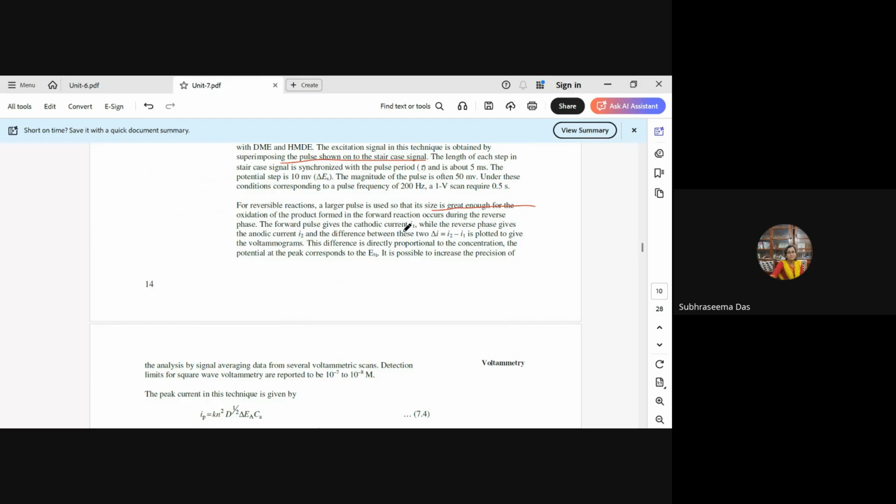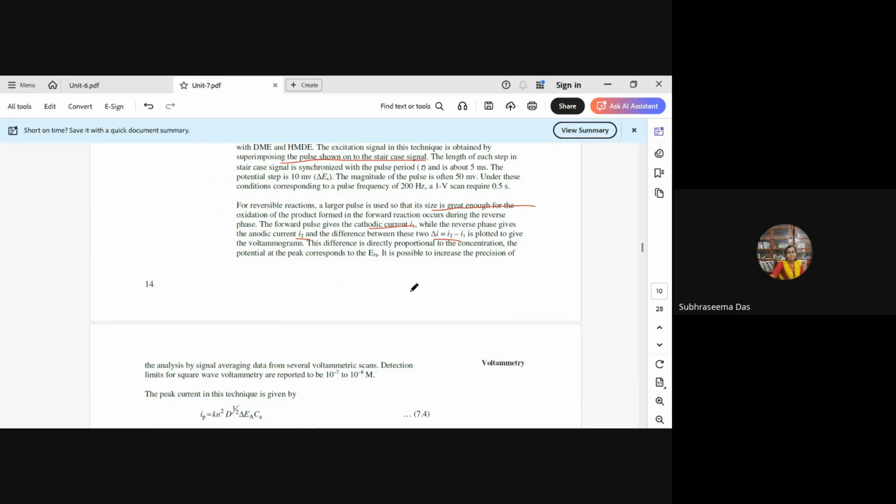So the forward pulse gives the cathodic current, that is I1, while the reverse pulse gives the anodic current, that is I2, and the difference between these, that is delta I, is equal to I2 minus I1. It is plotted to give the voltammograms. This difference is directly proportional to the concentration. The potential at the peak corresponds to E half.